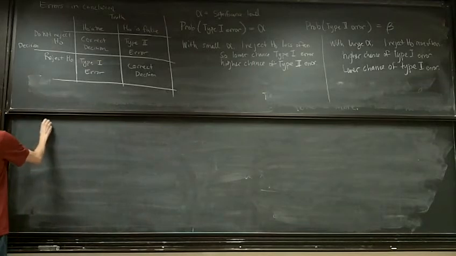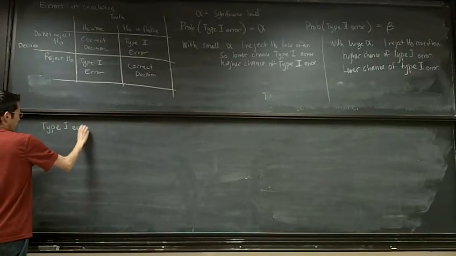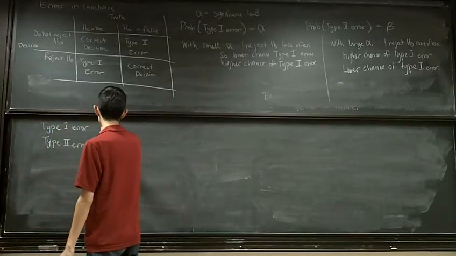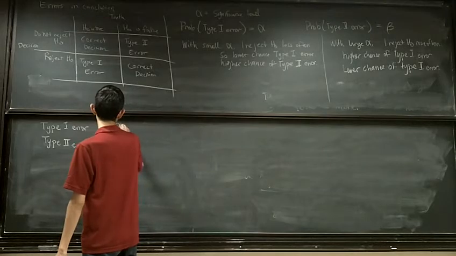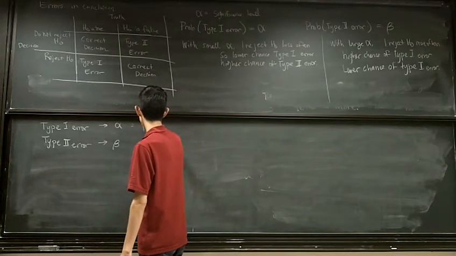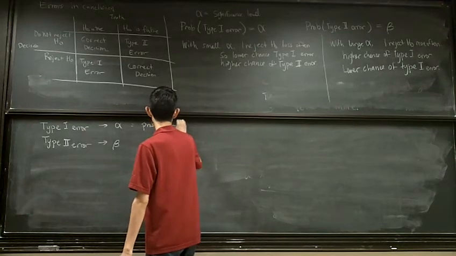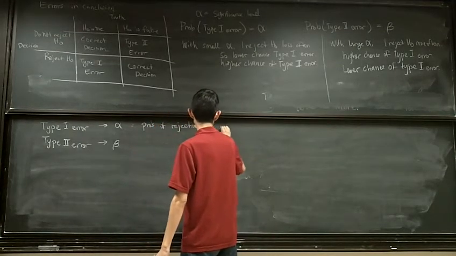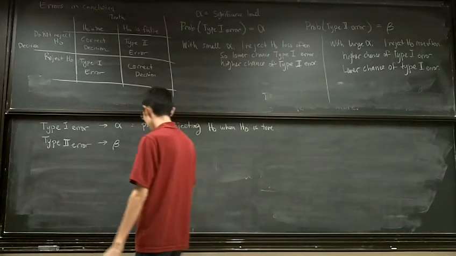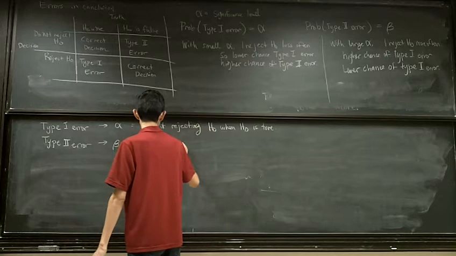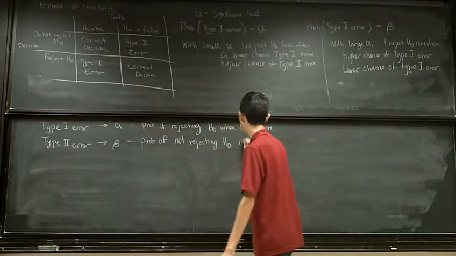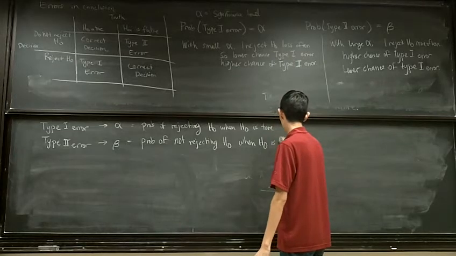Okay, so we talked about type 1 error and type 2 error. The probability of a type 1 error corresponds to alpha, and the probability of a type 2 error corresponds to beta. Alpha is the probability of rejecting H0 when the null hypothesis is true. And beta is the probability of not rejecting H0 when H0 is false.